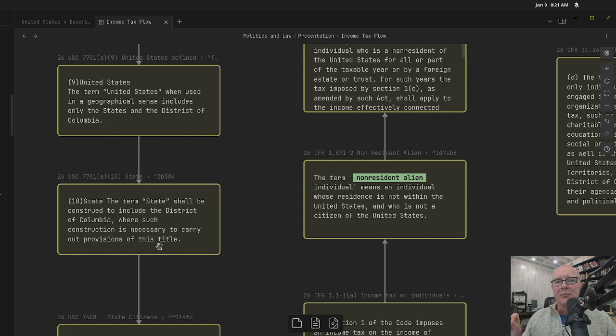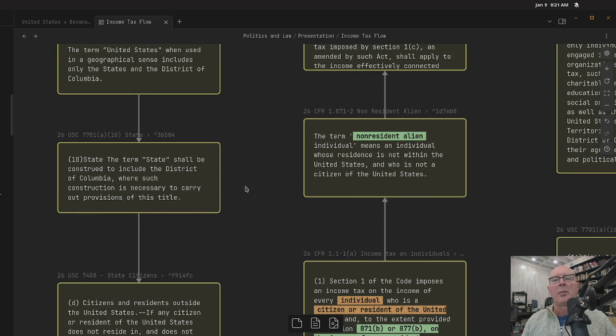Now, if we were to go back to the United States definition and read it, it actually says the term United States, when used in a geographical sense, includes only the District of Columbia and the District of Columbia, because state is the District of Columbia. So now I want to, this is something that people like to bring up, and that's the word includes. And they say, oh, but it says it includes, so it must include other things.